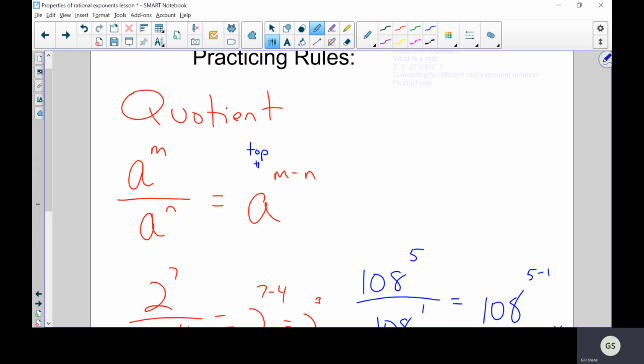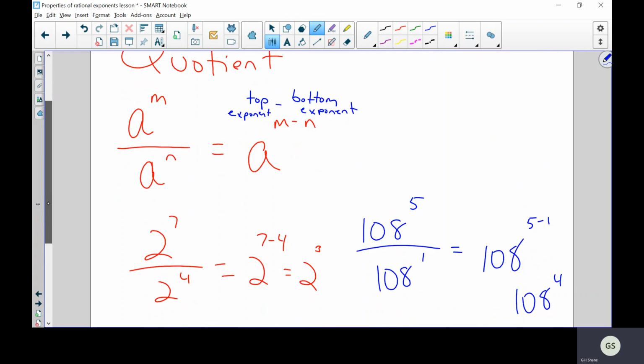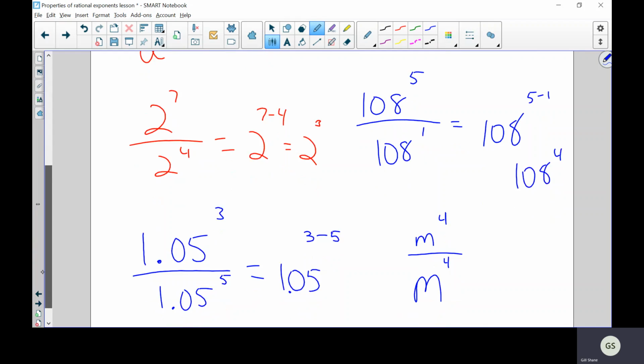Top number subtract bottom number. Bottom exponent, I should say. Let's make it exponent, not number. So if you made that mistake, you need to make some kind of a note so you don't make it again. It is always the top exponent subtract the bottom. Not the biggest one subtract the smallest one, which is what a lot of kids will sometimes do.